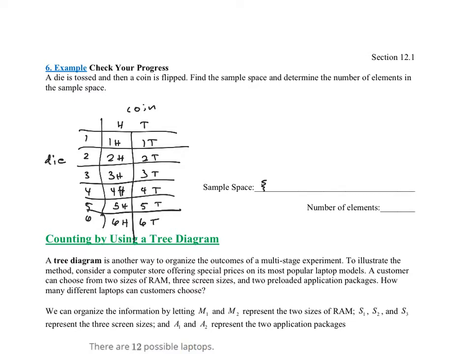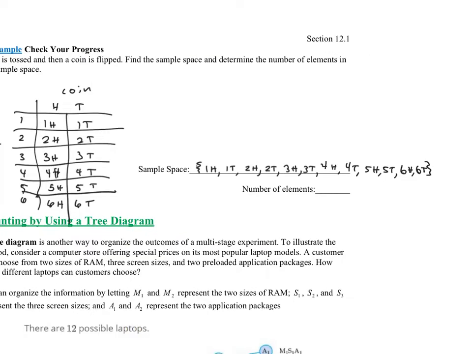Now that I've completed the table, I can fill in the sample space and count the total number. After writing out the sample space, I see that there is a total of 12 elements in the sample space.